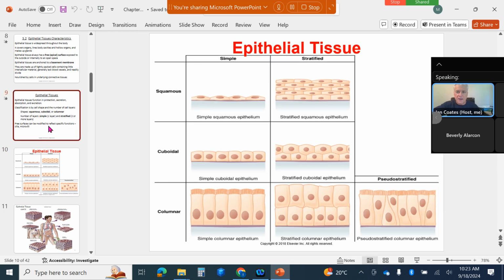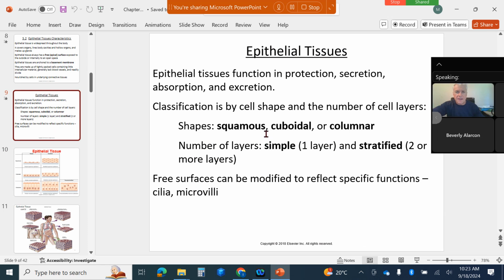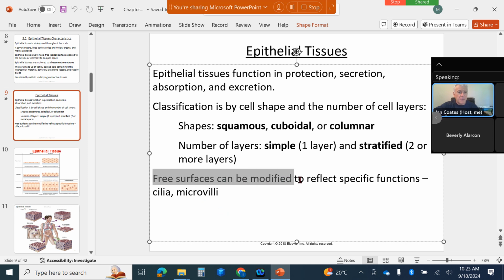Just jumping back here, these epithelial tissues function in protection, secretion, absorption, and excretion, moving things in, moving things out. Oxygen in, carbon dioxide out. Shapes: squamous, cuboidal, columnar. There's transitional as well. Can be simple or stratified. There's that free surface which can be modified to reflect specific functions. There's cilia, microvilli.